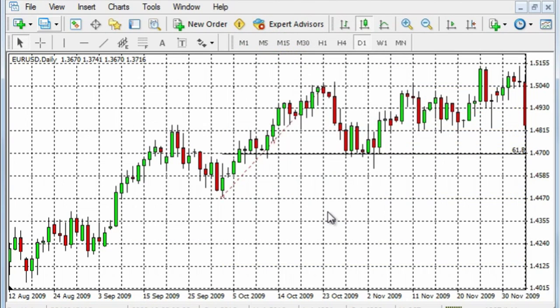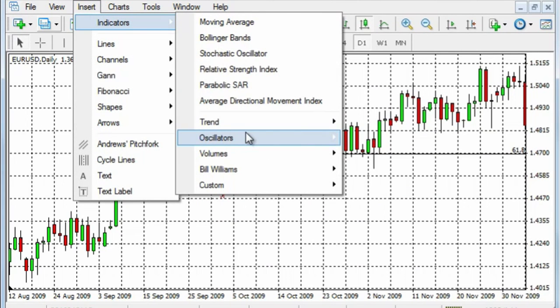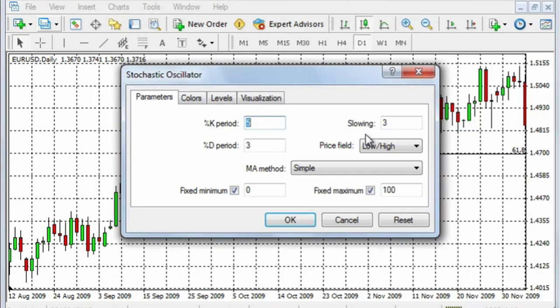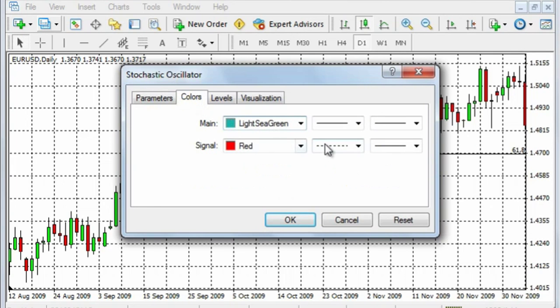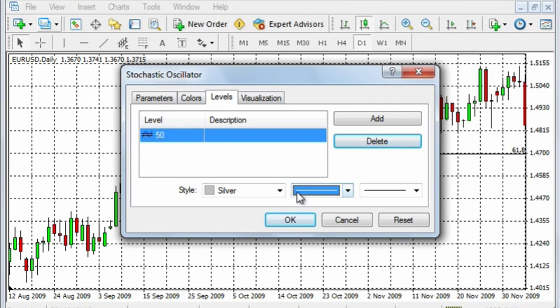Add the Stochastic indicator by selecting Insert, Indicators, Oscillators, Stochastic oscillator. Under the Parameters tab, leave the default values at 5, 3, 3. Under the Colors tab, change the line style to continuous. And in the Levels tab, set the level as 50. Change the line style to continuous and change the color to black.